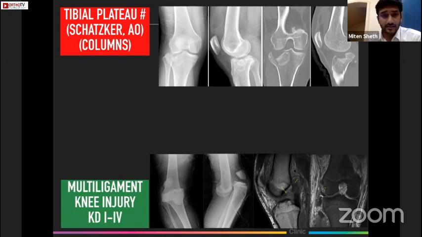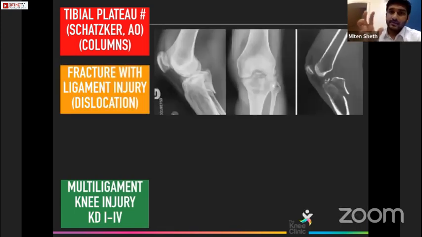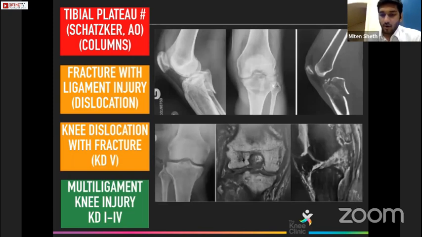What we are going to discuss today is looking from the trauma surgeon's perspective, a fracture dislocation. That means a fracture with a ligament injury. Or from the arthroscopy surgeon or the soft tissue surgeon's perspective, a KD5. A KD5 is a periarticular fracture along with a knee dislocation.